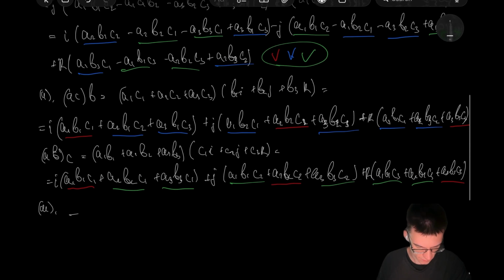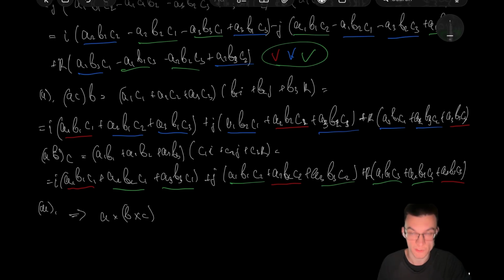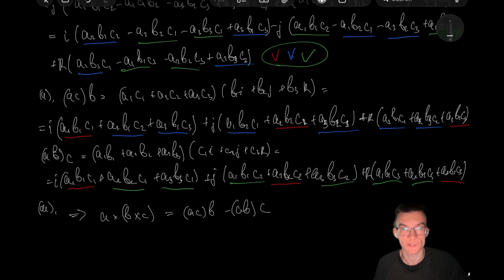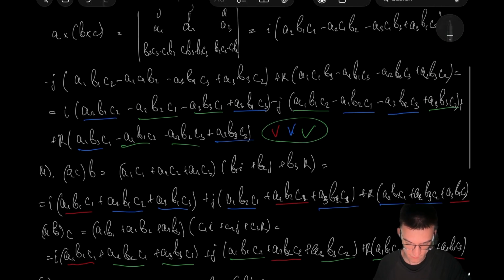And we can conclude that our A, B, C triple cross product equals AC times B minus AB times C, the difference of scalar products. Now, I proved that. Sure it is.